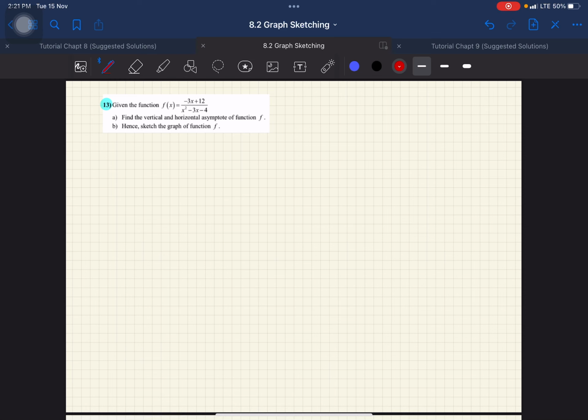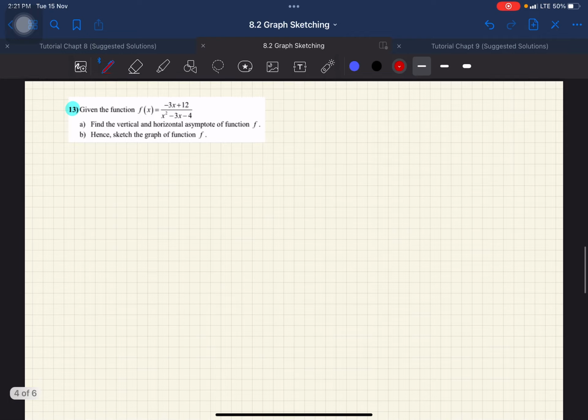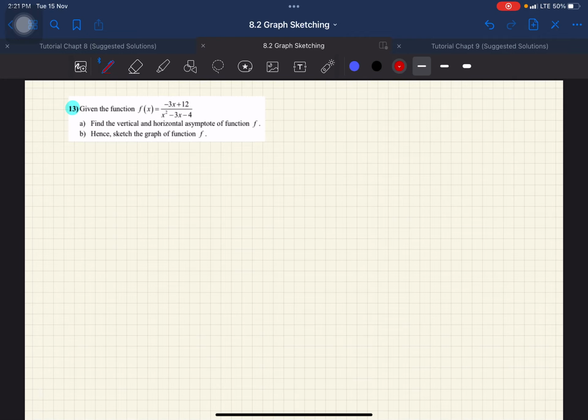Let's take a look at question 13a first. Find the vertical and horizontal asymptote of function f. If you notice, you can actually factorize both the numerator and the denominator. Once you have factorized this function, you will get your new function as negative 3 over x plus 1.